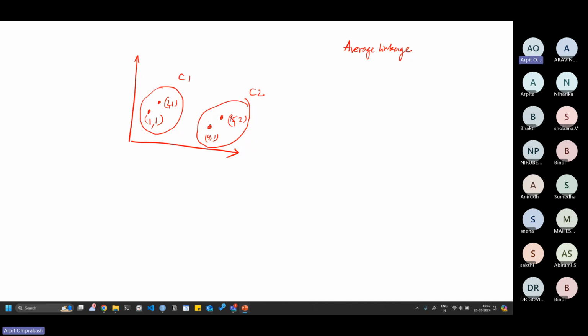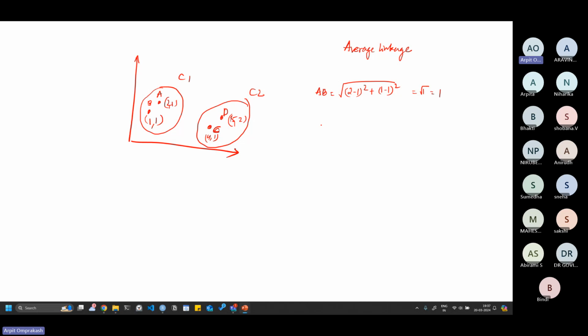So for all these points, you need to calculate the pairwise distance. So let's label these points A, B, C, D. And let's say we are using the Euclidean distance. So we'll calculate the distance between A and B, which is basically 2 minus 1. This is 1.